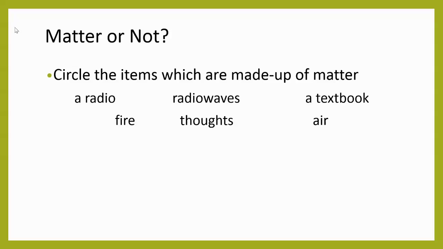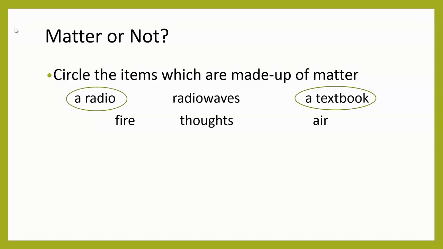Okay, so for the first one, a radio. If you think about this, it takes up space and it does have mass. It has some weight to it. So it is matter. Radio waves. Okay, so these travel through space, but they don't have any mass. So they are not matter. Textbooks, again, they take up space. They have mass. They are a type of matter.